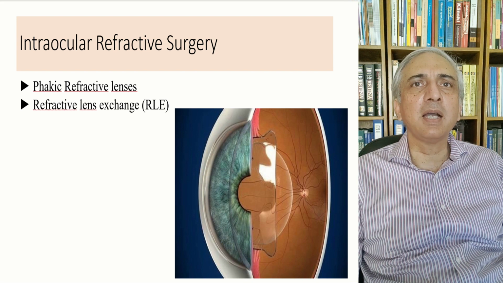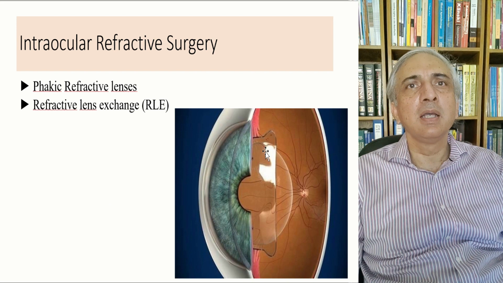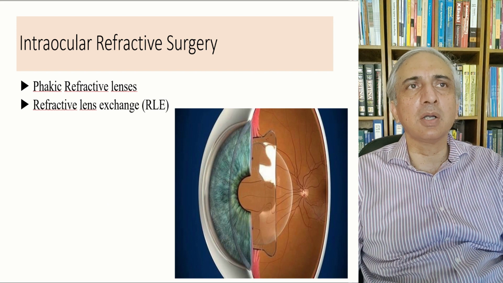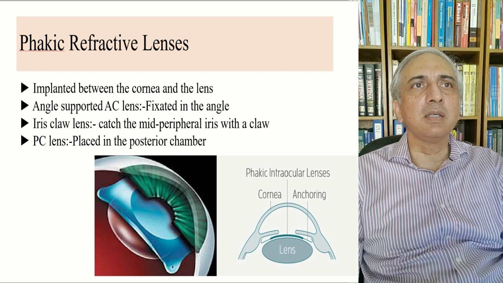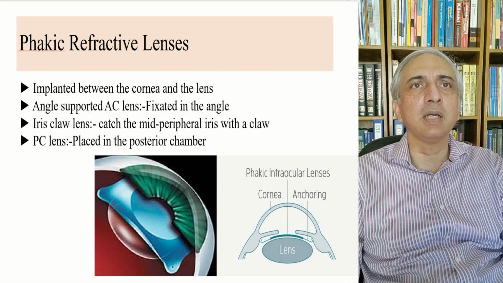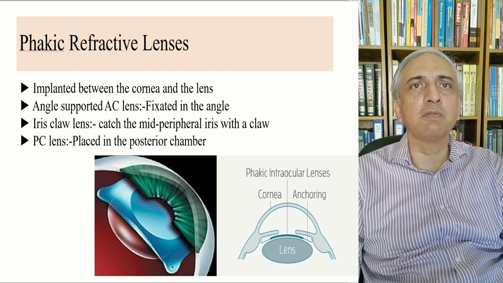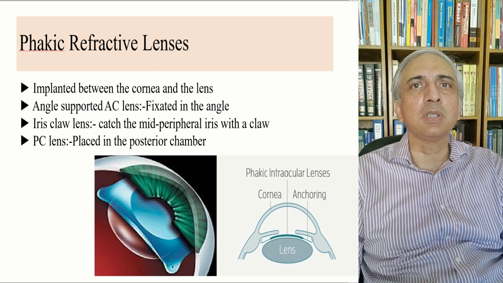This is the phakic IOL, which I explained before. So you have the normal crystalline lens and you put that lens in between the iris and the clear crystalline lens. This is the phakic refractive lens. The other is implanted between the cornea and the lens. An angle supported AC IOL is the other option, which is fixated in the iris. Or the third option is the iris claw lens. Catch the mid-peripheral iris with a claw, or you can have a PC lens placed in the posterior chamber.